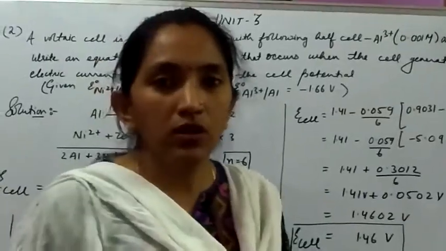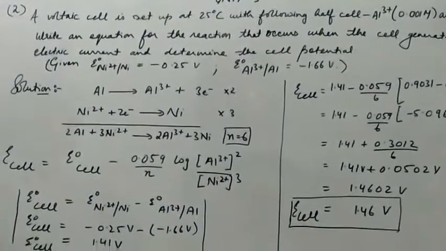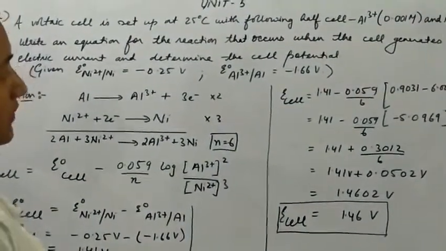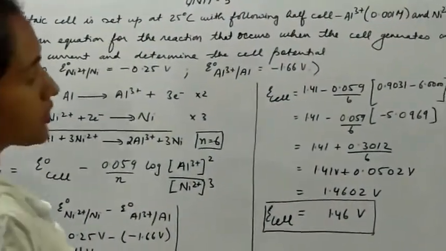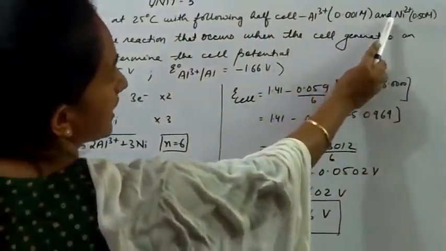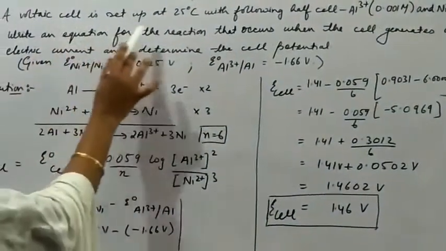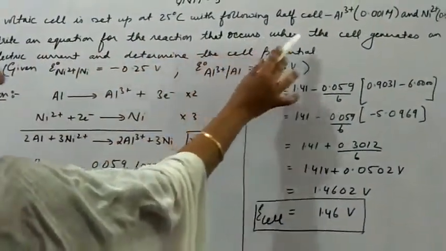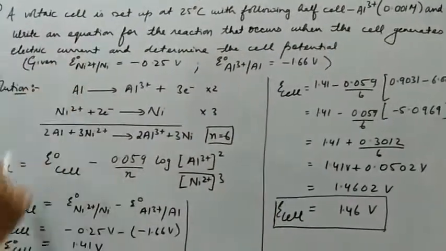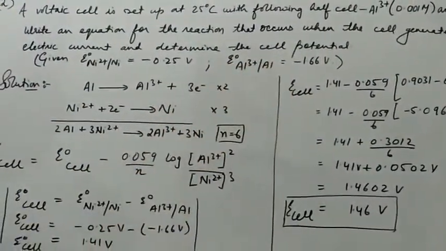Now students, just look at the next numerical. Here a voltaic cell is set up at 25 degrees Celsius with the following half cells. Aluminum ion concentration is given to us. It is 0.001 M and nickel ion is 0.50 M. Now we have to write an equation for the reaction that occurs when the cell generates an electric current and determine the cell potential, that is E cell.